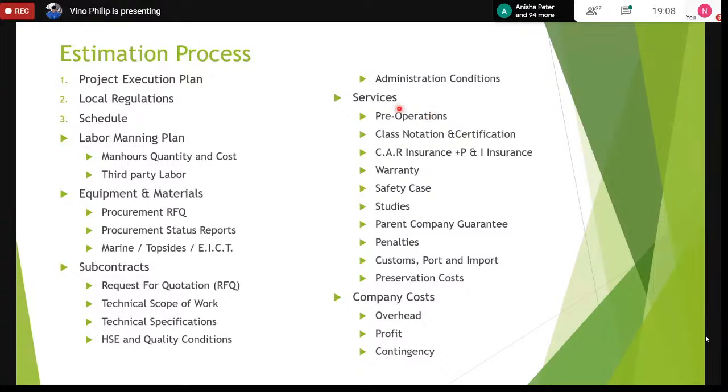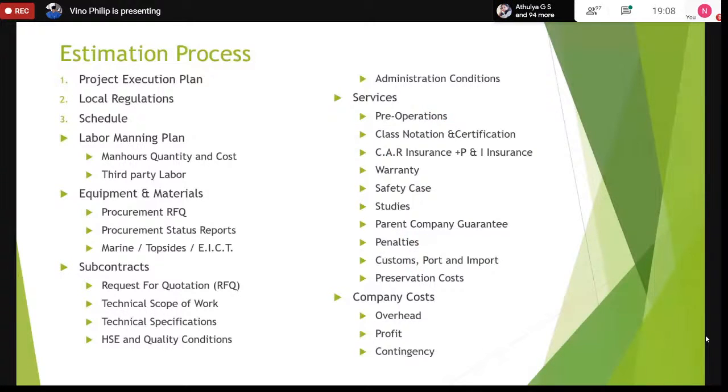And then you have the services, the pre-operation, class notation services, the CAR insurance and P&I costs are part of the administration conditions. P&I is the indemnity insurance, and CAR is the construction all risk insurance. Then you have the warranty clauses. We have to cost that. So these are all the major items that we need to cost as part of the services.